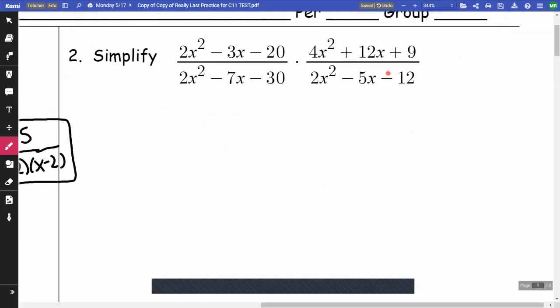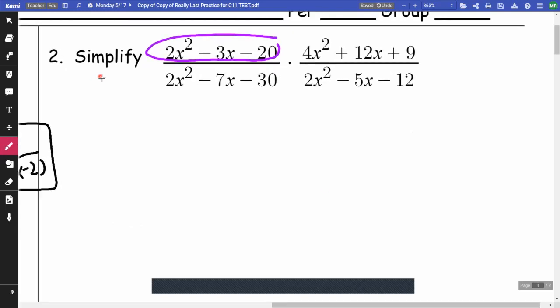On number 2, we are multiplying. So we are going to have to factor these. So if I'm focused on this one right here, I'm going to show you how I do it, and then I'm going to do the box and diamond for those of us who maybe feel more comfortable with that.